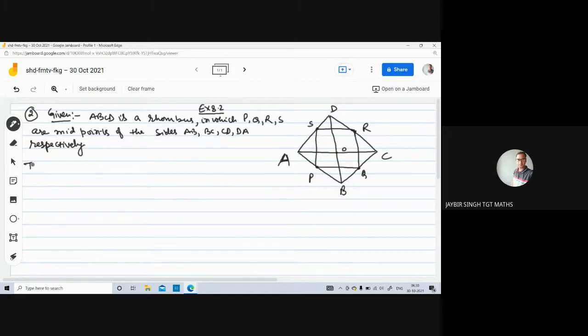So what we have to prove? To prove: PQRS is a rectangle. For a rectangle, first of all, we have to prove this is a parallelogram. So now proof.